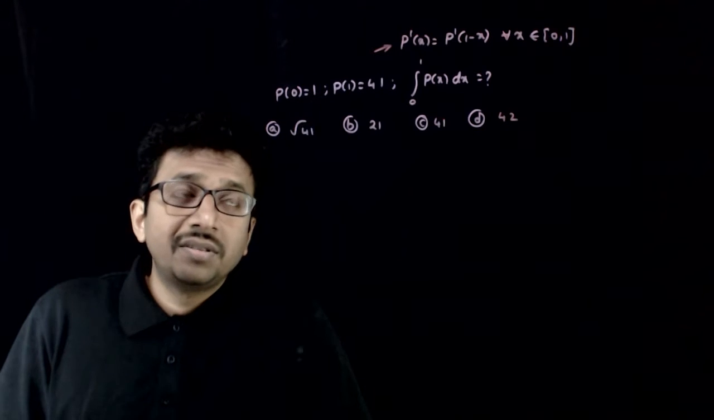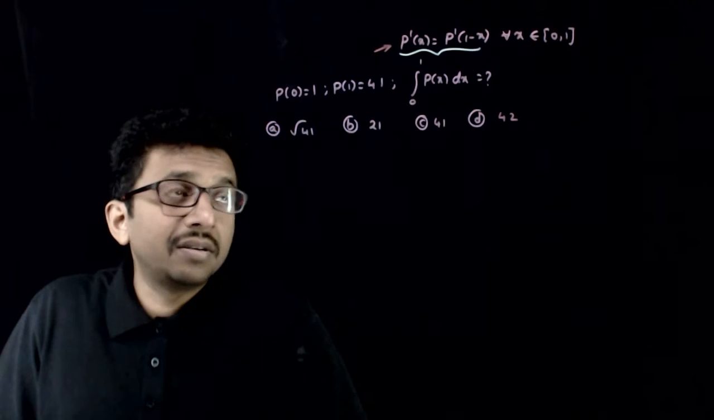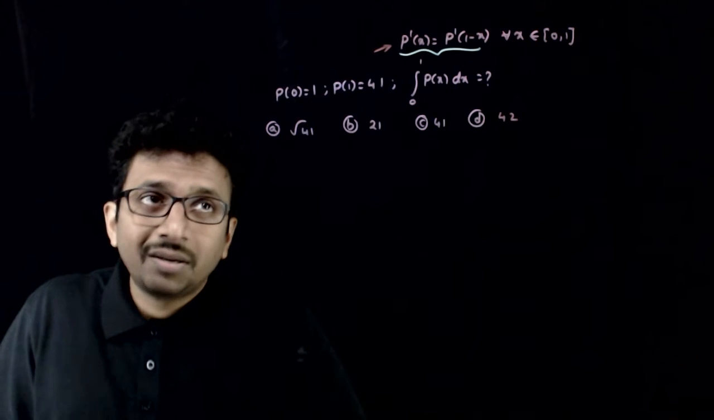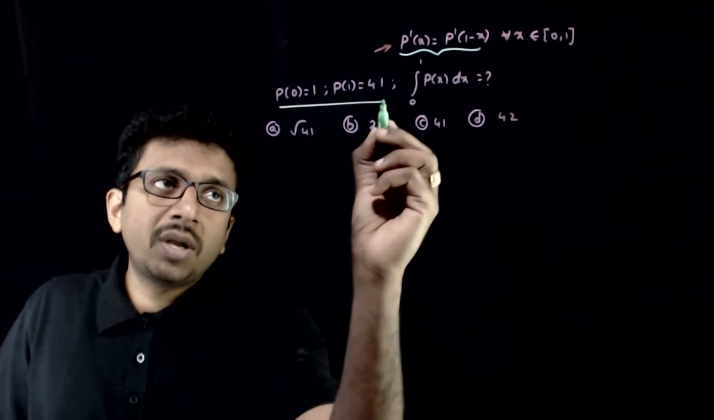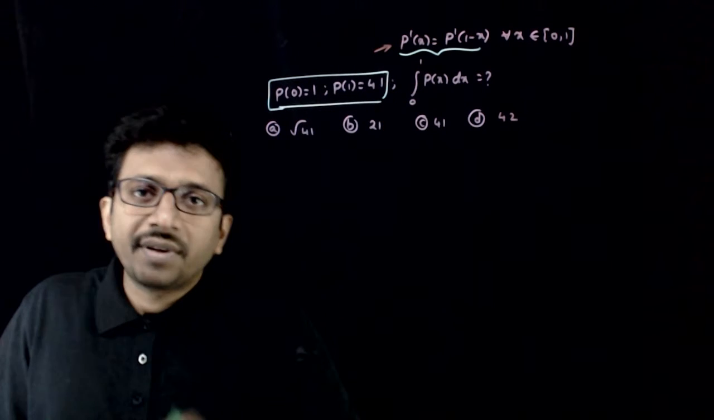So welcome students. In this question you're given that p dash of x is equal to p dash of 1 minus x for all x belongs to 0 to 1. And p of 0 is 1, p of 1 is 41. These are the two pieces of information given. You're asked to find the integral from 0 to 1 of p of x dx.